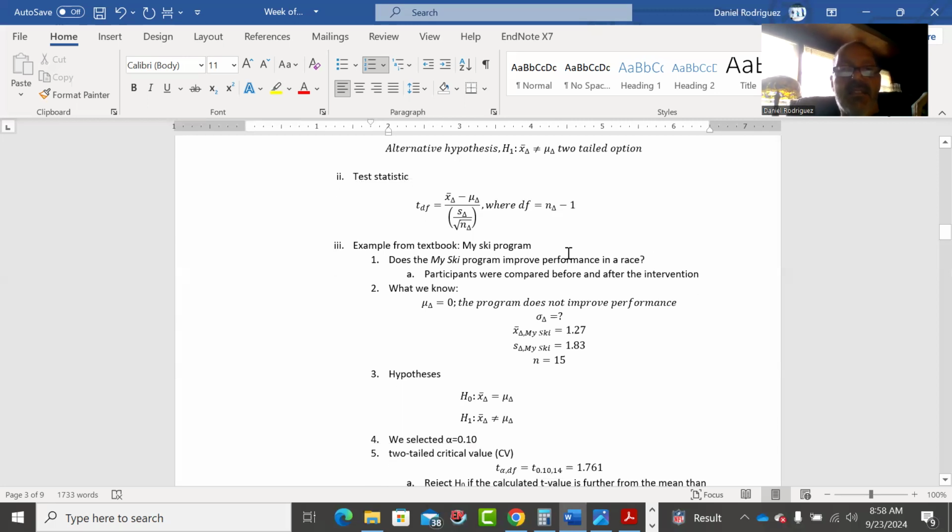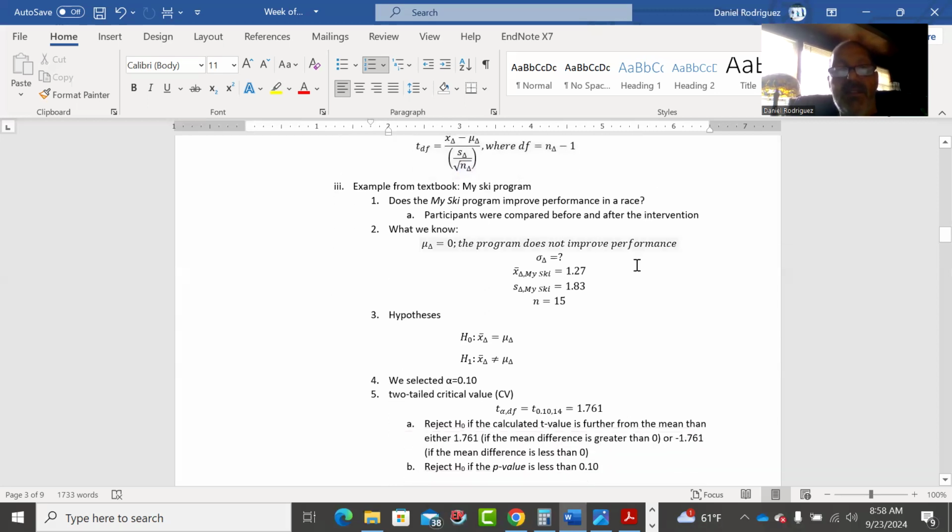All right, so here's our test statistic. It's the exact same test statistic as we used for the one sample t-test. The only difference is now you see the deltas, right? So the mean difference in the sample minus the mean difference in the population, divided by the standard deviation of the difference over the square root of the sample size of the difference. And again, degrees of freedom is n difference minus 1.